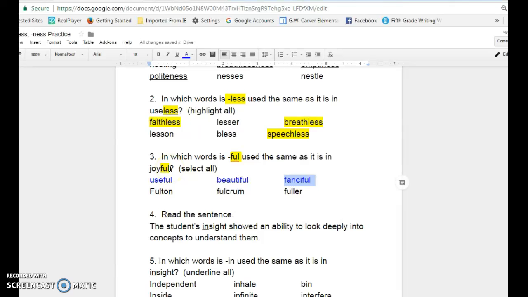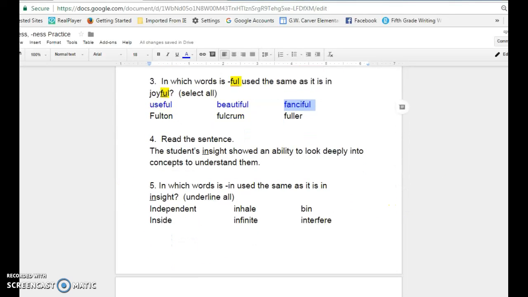Ask yourself the meaning and then plug it in, see if it works. Number 4, read the sentence. The student's insight showed an ability to look deeply into concepts to understand them. In which words is in used the same as it is in insight? There shouldn't be a number 5 right here, sorry.